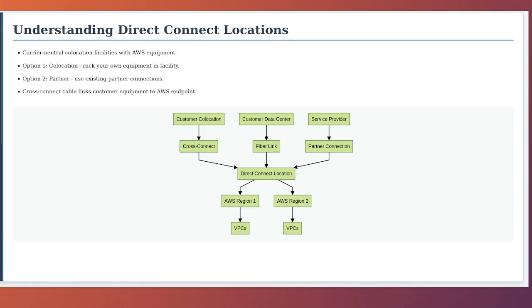The diagram illustrates this architecture. Multiple customer networks can connect to AWS through a single Direct Connect location. Notice that the connections can come from different sources, such as colocation where customers have their own equipment, direct fiber connections from customer data centers if they are close enough, and through service provider networks that offer Direct Connect as a service. From the Direct Connect location, connections extend into AWS regions, providing access to VPCs and services within those regions.